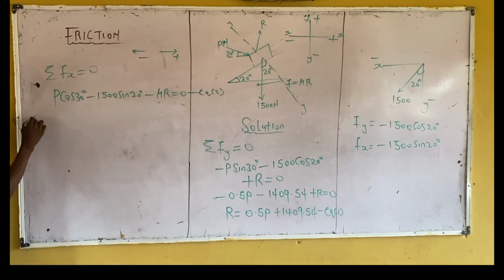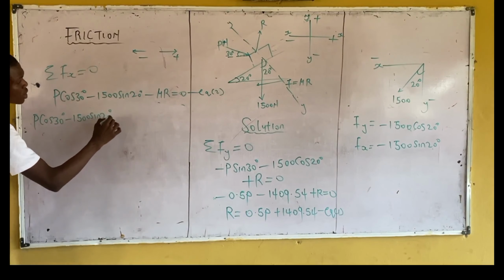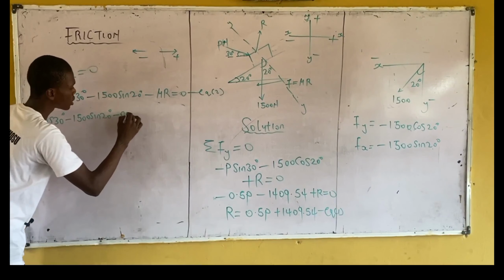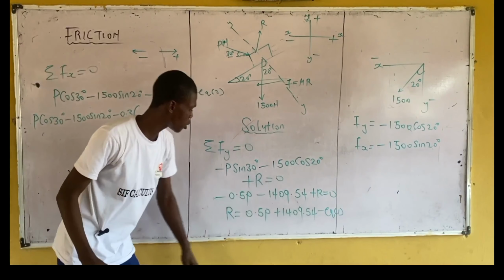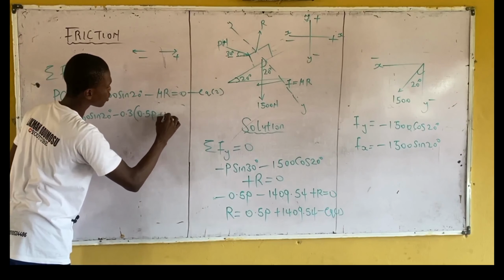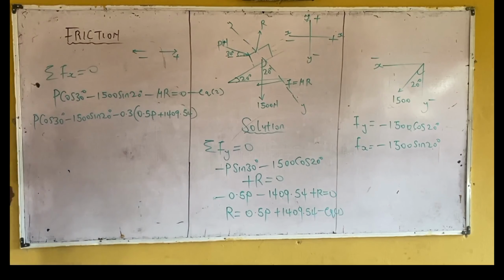Then it becomes P cos 30 degrees, negative 1500 sine 20 degrees, minus the value of your mu, 0.3, open bracket, your equation 1, which is your R. That's what? 0.5P plus 1409.54, and that's what we did. So now let's open up your bracket. What do you have? Cos 30 is what? 0.86P.